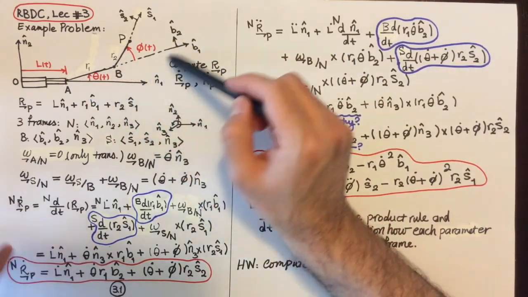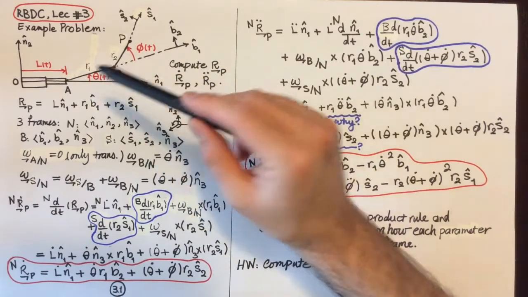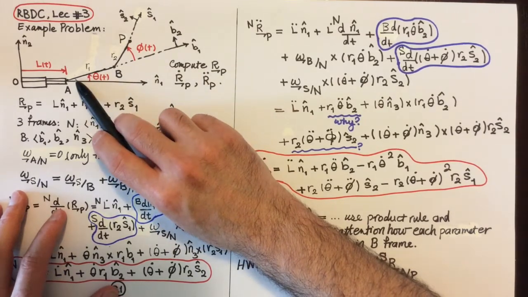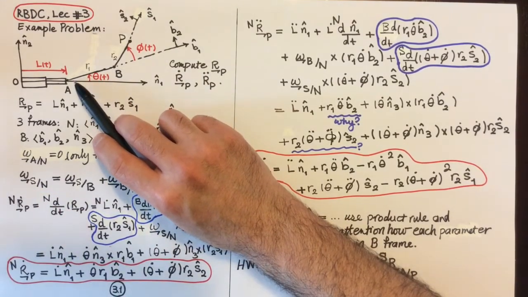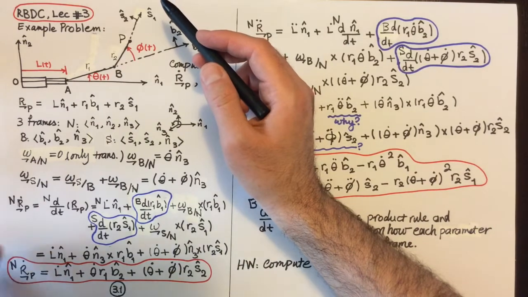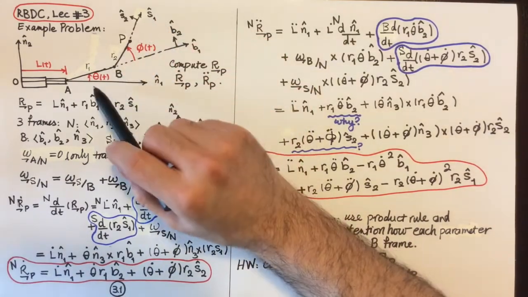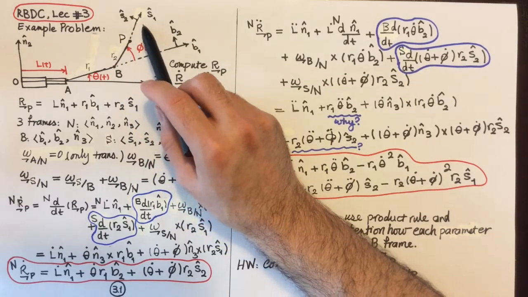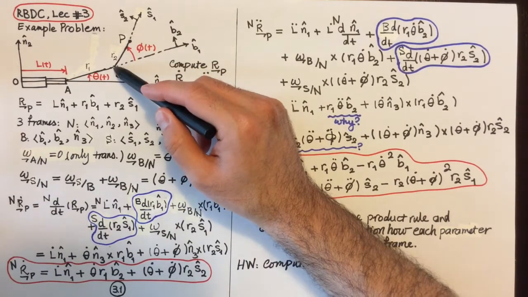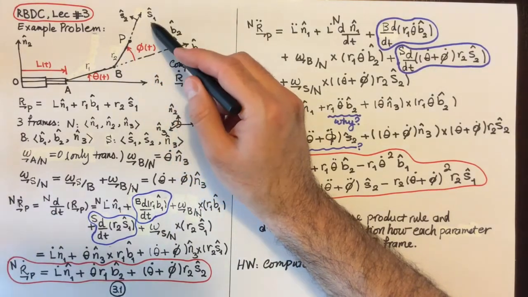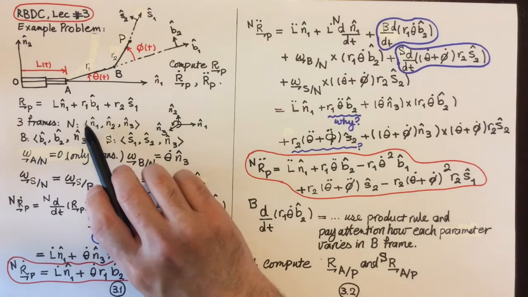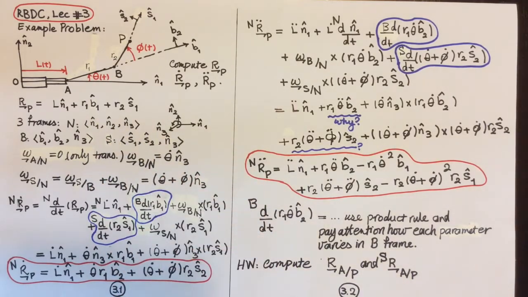And why is it R1 B1 hat? It's because B1 hat defines the direction of this vector, and R1 defines the magnitude of this vector. And then I have R2 along the S1 hat direction. Again, R2 defines the magnitude of this vector going from B to P, and S1 hat defines the direction of this vector. So I have 3 frames, and for each frame I have a set of unit vectors defining that frame.